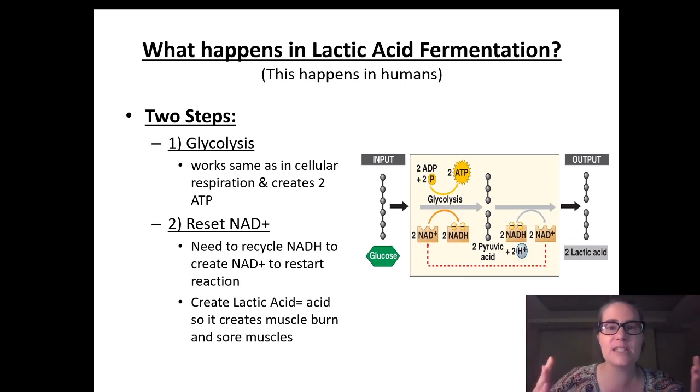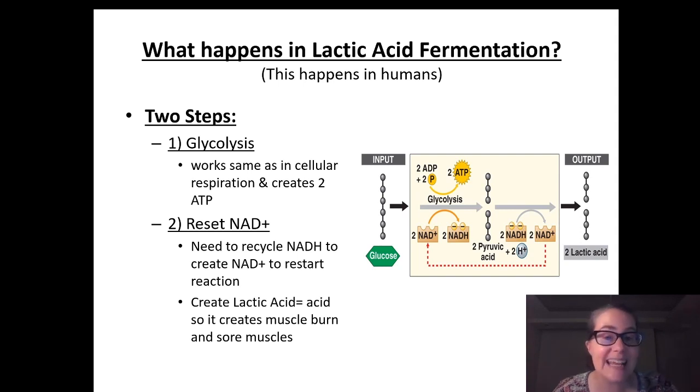Like, think of a sprinter like Usain Bolt, right? At the end of a race, he has probably flipped into this fermentation. We can flip into fermentation and reset our NAD by producing lactic acid. So changing the outside H's and adding sort of an H group to this acid gives us lactic acid. And lactic acid is what builds up in our muscles. It causes that burning sensation when you're doing lots of reps and lifting weights, and then those sore muscles afterwards.